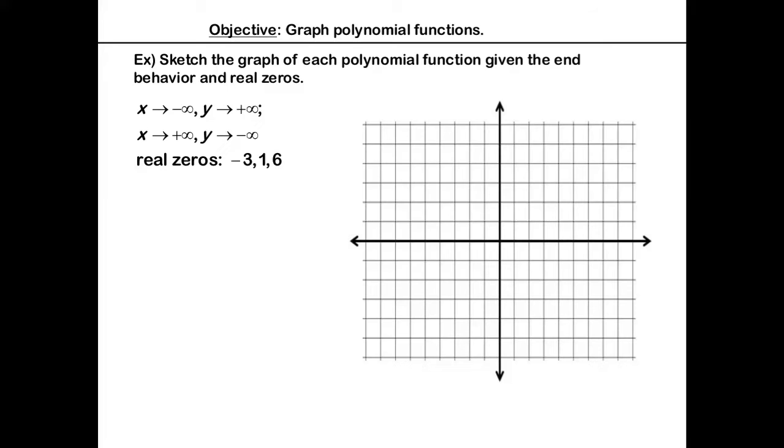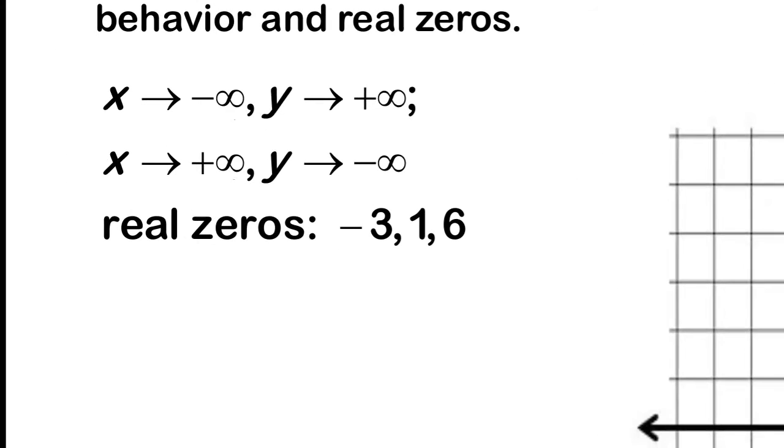So let's look at our first example. You should be on the very first example on your notes. Look at the end behavior. Everything is written there for you, so you don't have to copy it. But we have x is negative, y is positive, x is positive, y is negative. And then your three zeros are negative 3, 1, and 6.